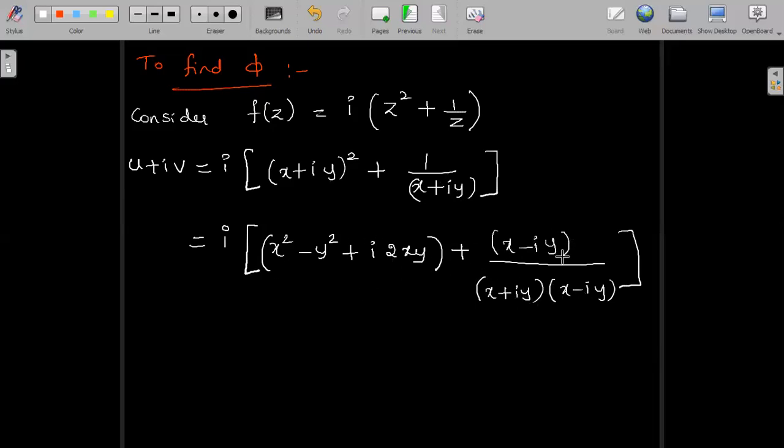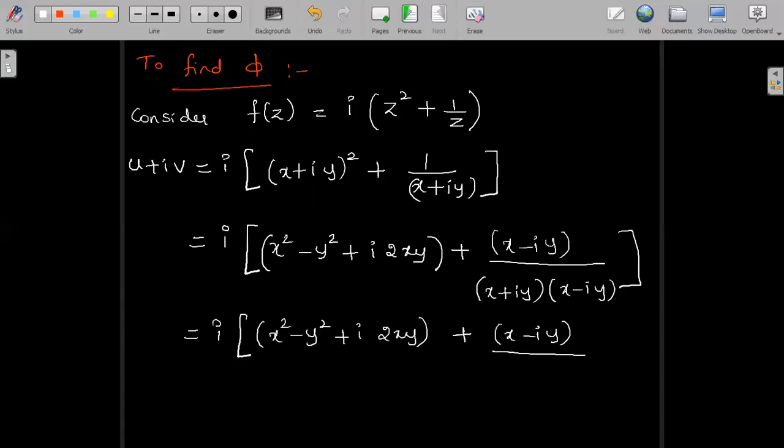Okay. Now we need to simplify this by expanding this denominator. First we will keep the first term as it is for time being. So we have I into, this is x square minus y square plus I into 2xy plus x minus iy divided by denominator, it will be x square plus y square. Let us check how it is. We have a plus b into a minus b formula, a square minus b square, but b square will be iy whole square. I is minus 1, so minus of minus becomes plus. That is how we are getting plus sign here.